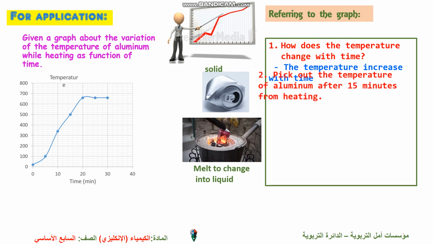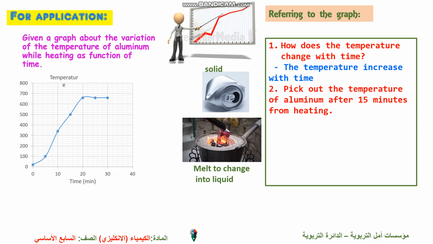And second, I want to pick out the temperature of aluminum after 15 minutes. So I want to find the 15 minutes, then I will draw a perpendicular vertical line, then a perpendicular horizontal line. So the temperature is 500 degrees Celsius.